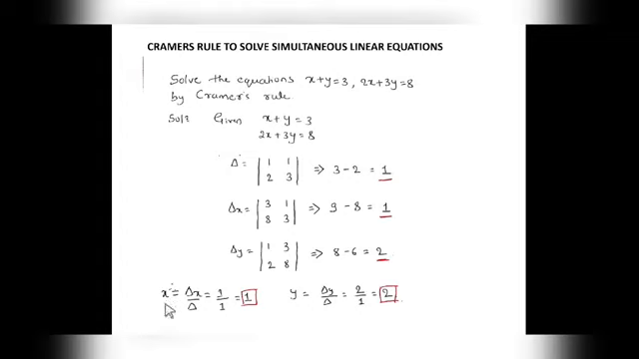Now to find the value of x, we have to take delta x divided by delta, that is equal to delta x value is 1 and delta value is 1. 1 divided by 1 is 1. So the value of x is 1. Now to find the value of y is equal to delta y by delta, that is delta y is 2 divided by delta is 1. 2 divided by 1 is 2. In this way we have to solve if two unknowns are given, that is x and y.